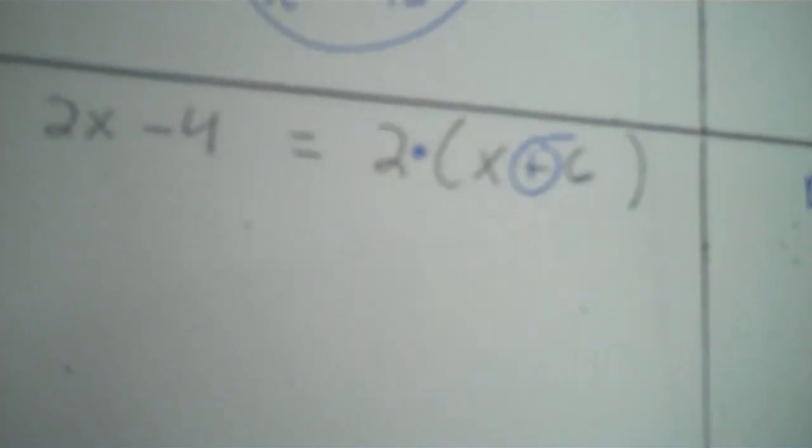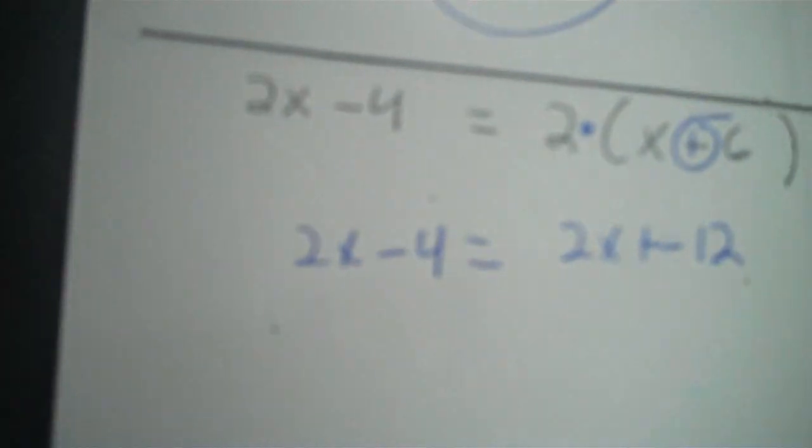Okay, next one, we have to do the distributive property. So here we go, plus negative. So that's taking 2 times x and 2 times negative 6. So it's 2x and negative 12 on that side, and over here you've got 2x minus 4.